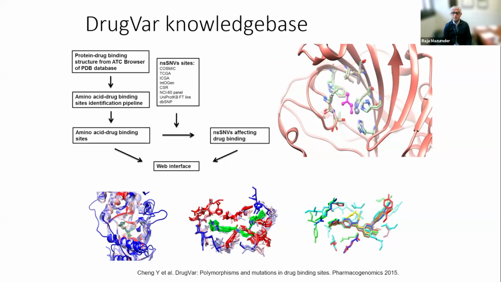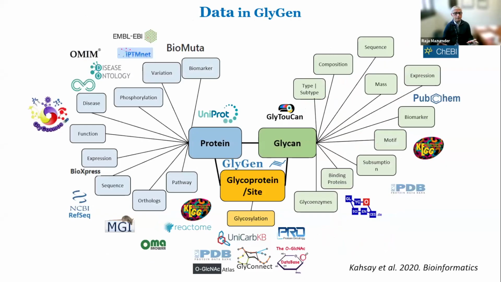You can look at it from the drug perspective. So when there is a mutation which is resulting in some modification within the protein structure, or a gain or loss of glycosylation, is it affecting any drug binding site? So there are a variety of ways.